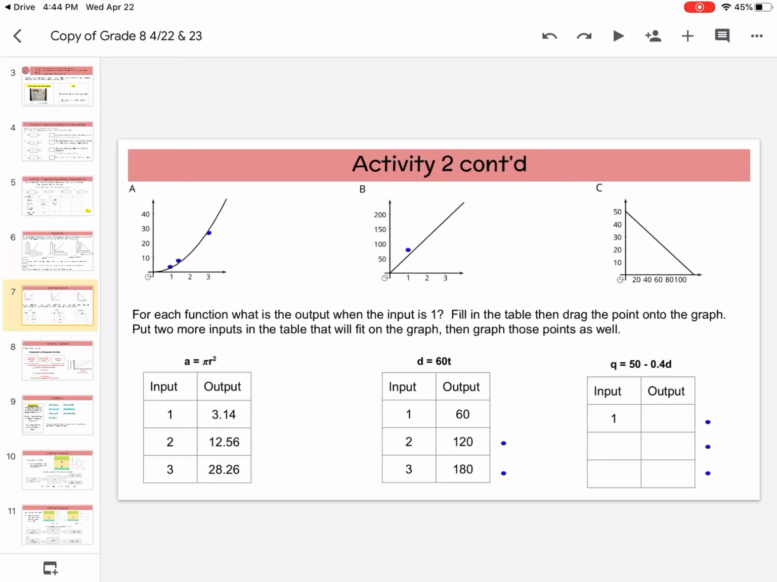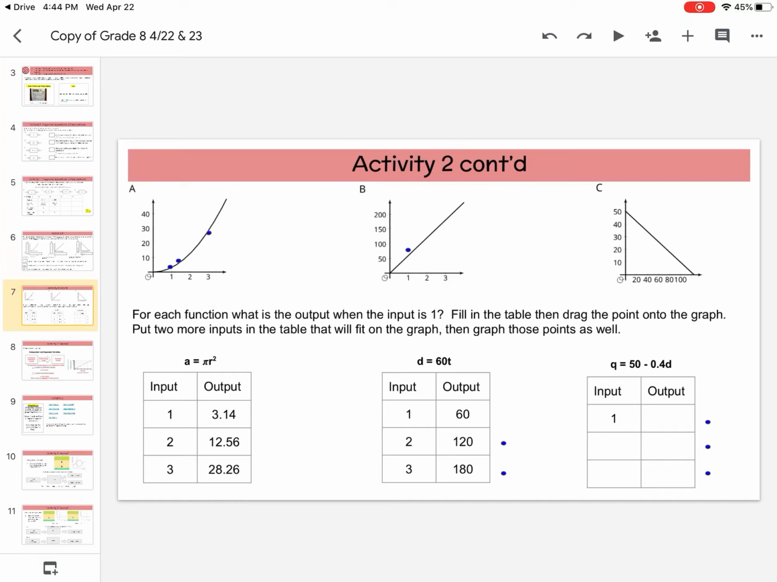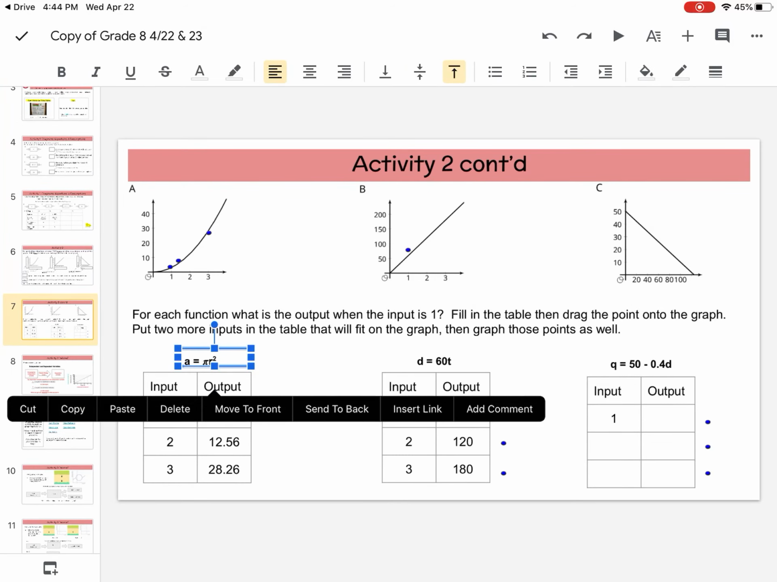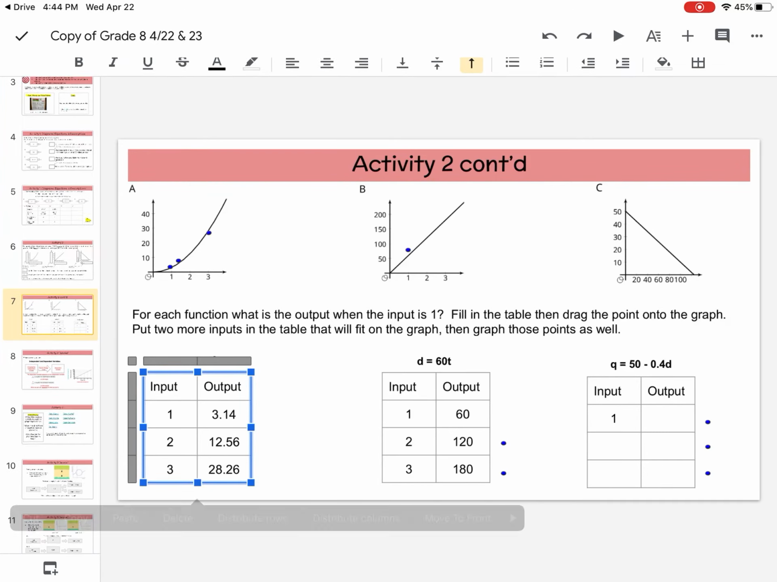So then that means for each of these equations, you're going to take these inputs and you're going to plug them in for, in this case, for the first one, we're going to be plugging it in for the R. So you're going to plug one in for R, and then you're going to solve it. So you're going to say to yourself, what's 1 squared is going to be 1 times pi is equal to 3.14. That first one is done for you. Now let's take a look at the second piece where you're going to have to input 2.